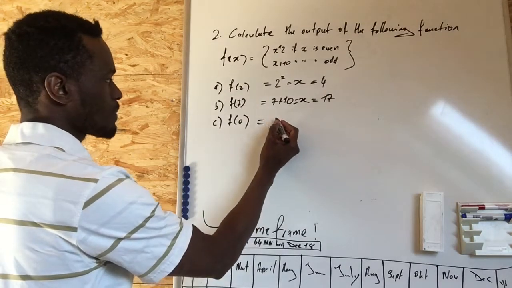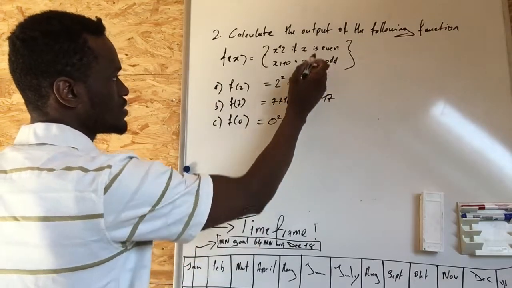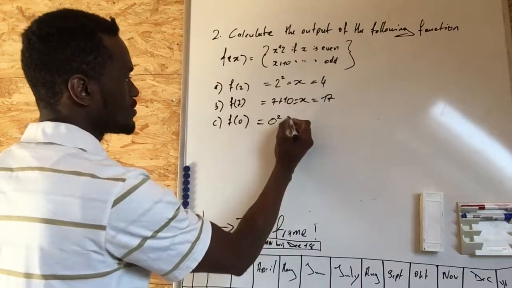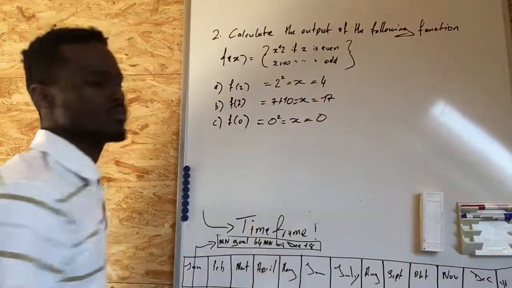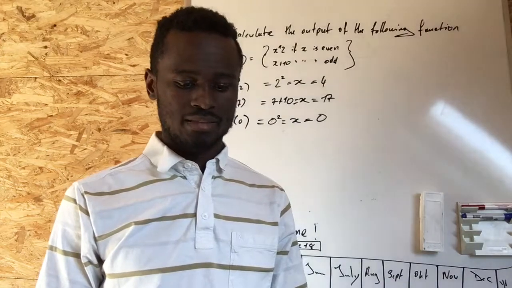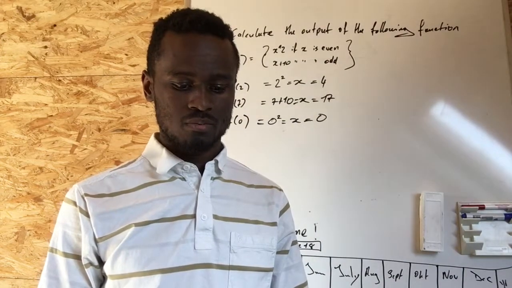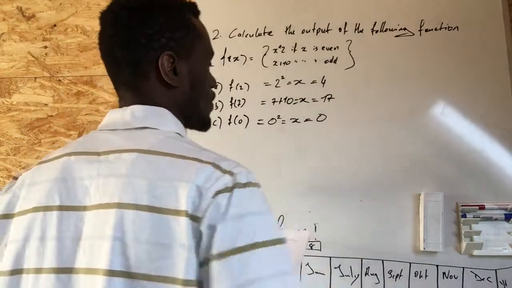0 to the second, because 0 is even, is equal to 0. Okay, let me clear out the board for the next question.